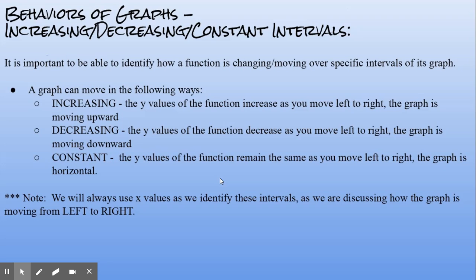And then we have a new one, constant. That's if we happen to see a straight horizontal line, which means it's always going to be the same value. We are always going to use x values as we identify these intervals, because we're talking about how the graph is moving from left to right. Just like when you're reading a slide, you start on the left-hand side and move to the right-hand side. So we're always going to use our x values.